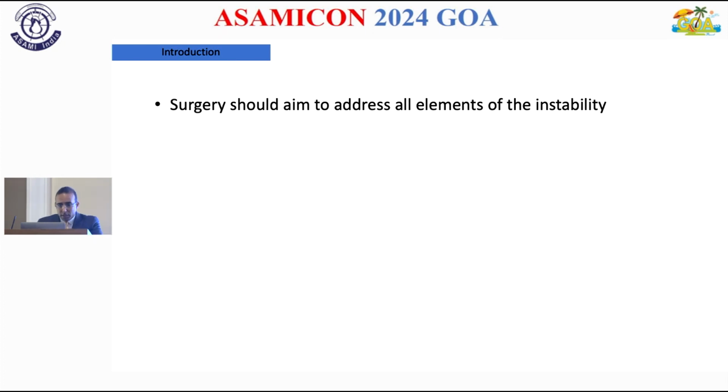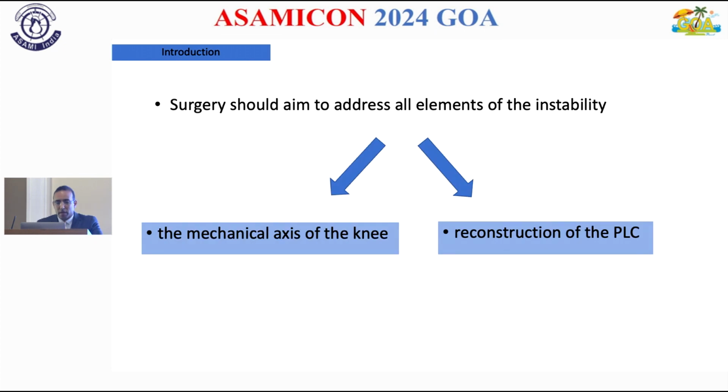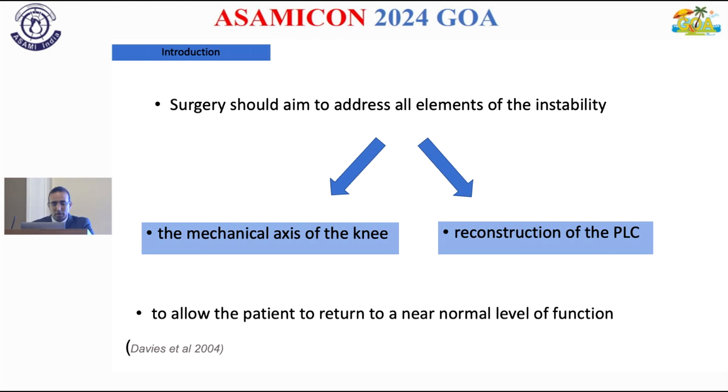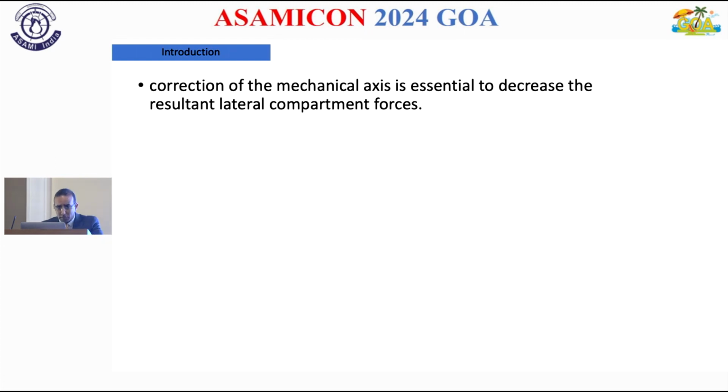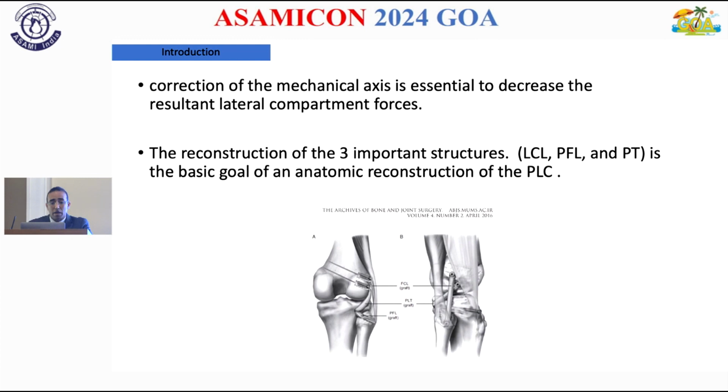So, surgery should aim to address all elements of instability: the mechanical axis of the knee and the reconstruction of the posterolateral corner to allow the patient to return to a near normal level of function. So correction of the mechanical axis is essential to decrease the resultant lateral compartment force, and the reconstruction of the three important structures is the basic goal of anatomical reconstruction of the posterolateral corner.